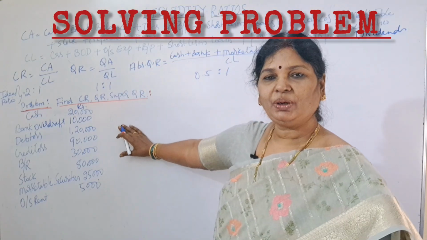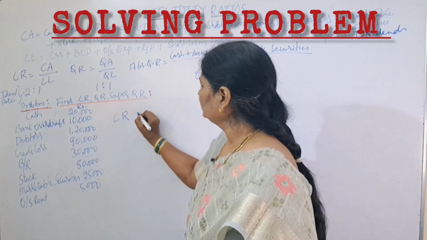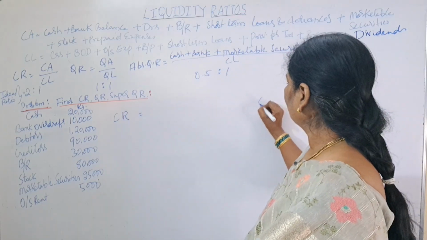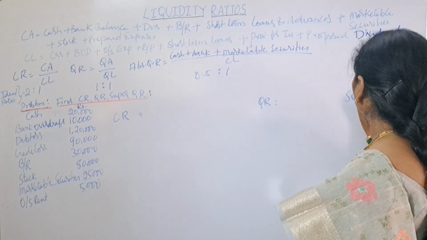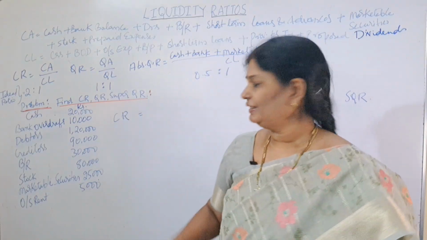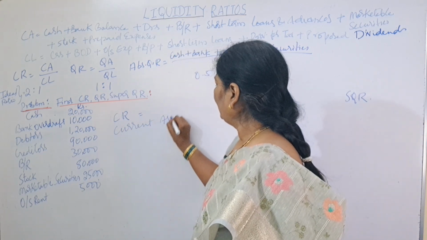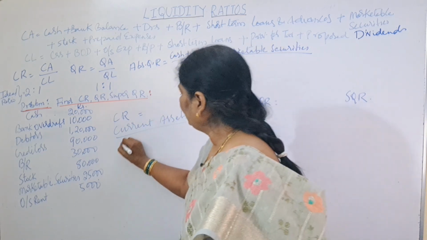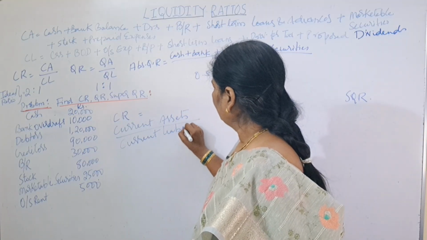Now using this problem, we'll prepare current ratio, quick ratio, super quick ratio. So what is the current ratio formula? Current assets divided by current liabilities, right?